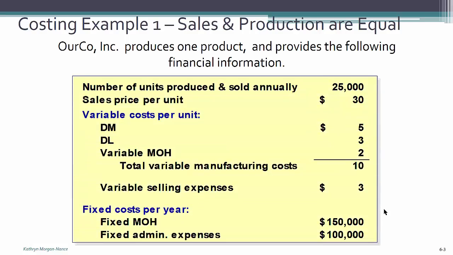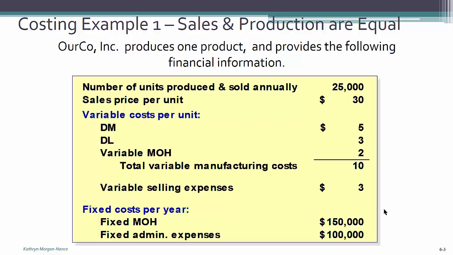ARCO, Inc. produces and sells 25,000 units of a single product at a sales price of $30 per unit. Variable manufacturing costs total $10 per unit. Variable selling and administrative expenses are $3 per unit. Fixed manufacturing overhead for the year is $150,000, and fixed selling and administrative expenses for the year are $100,000. Can you calculate the amount of fixed manufacturing overhead per unit using absorption costing?